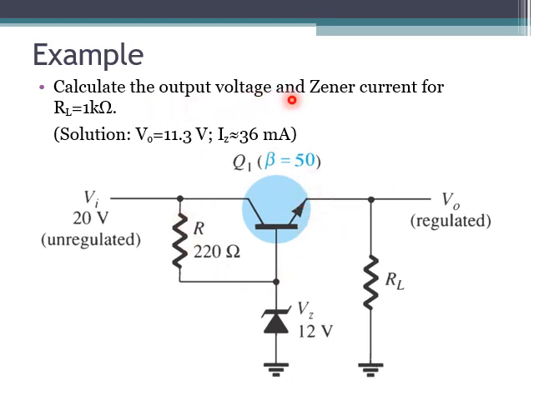See, calculate the output voltage and Zener current for RL equal to 1 kilo ohm. This RL equal to 1 kilo ohm and 12 volts, if they had given the value across your Zener diode, this is the regulated voltage or constant voltage of a Zener diode. Beta is given as 50. Okay, beta value, that is current gain value, is given as 50. Clear? Right. I had given the values also. Now you just find out what will be the value. Clear? Right.